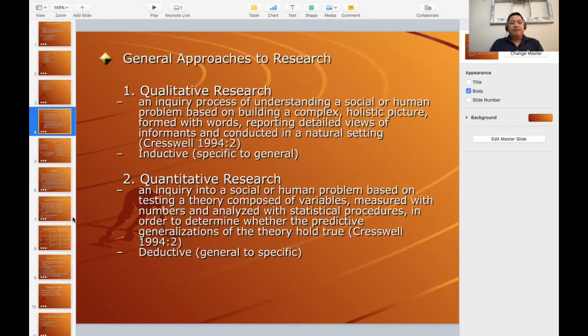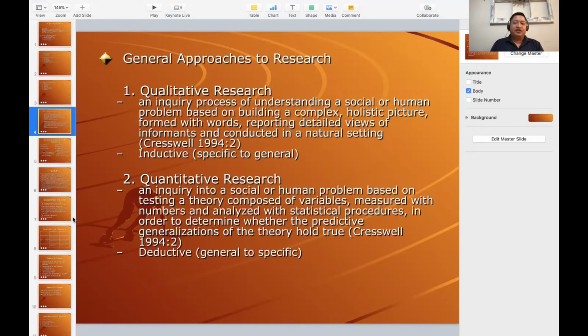Okay. Number two, quantitative research, from the word quantity, meaning you're measuring quantities, like, for example, weights, liters, gallons, or you're measuring distance, like meters, feet, inches. A quantitative research is an inquiry into a social or human problem based on testing a theory composed of variables measured with numbers and analyzed with statistical procedures in order to determine whether the predictive generalizations of the theory hold true, by Creswell. So usually it is deductive. So from general information to specific details.